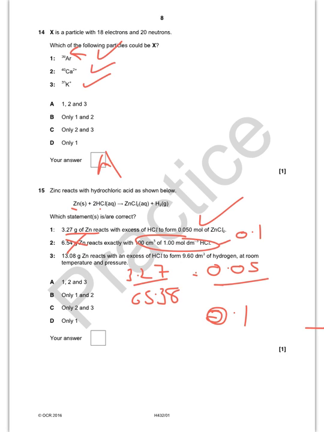Right, and now you've doubled that again, so you've now got 0.2 moles of zinc. So you would make 0.2 moles of hydrogen. So 0.2 times 24 is 4.8. So again, 3 is not correct either. So actually the answer is D. Only 1 is correct.